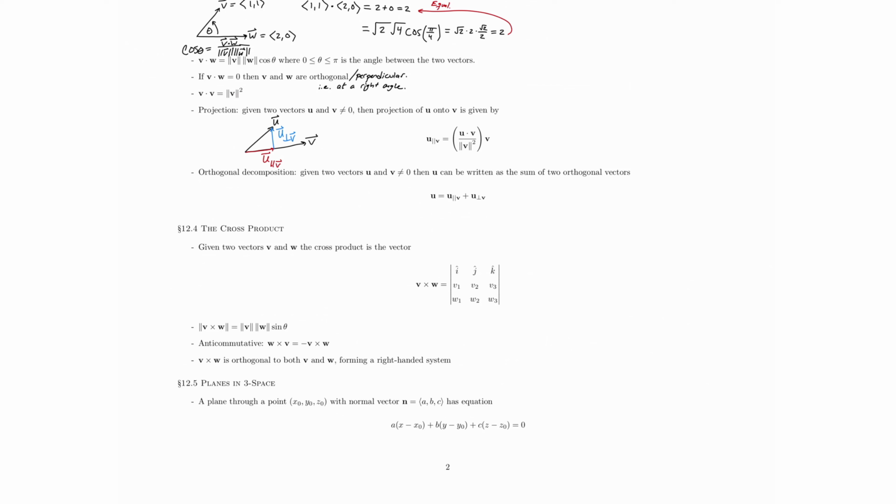All right, the next section is 12.4, which is the cross product. It is a different type of, I'll say, quote unquote, multiplication. It's a different type of product defined on a vector space. So here in 3 dimensions, the cross product, v cross w, is found by computing this symbolic determinant.